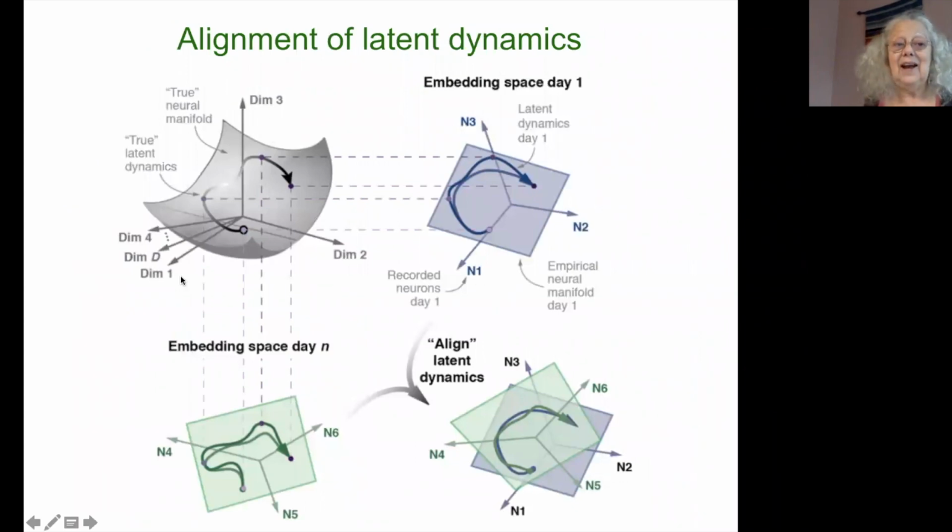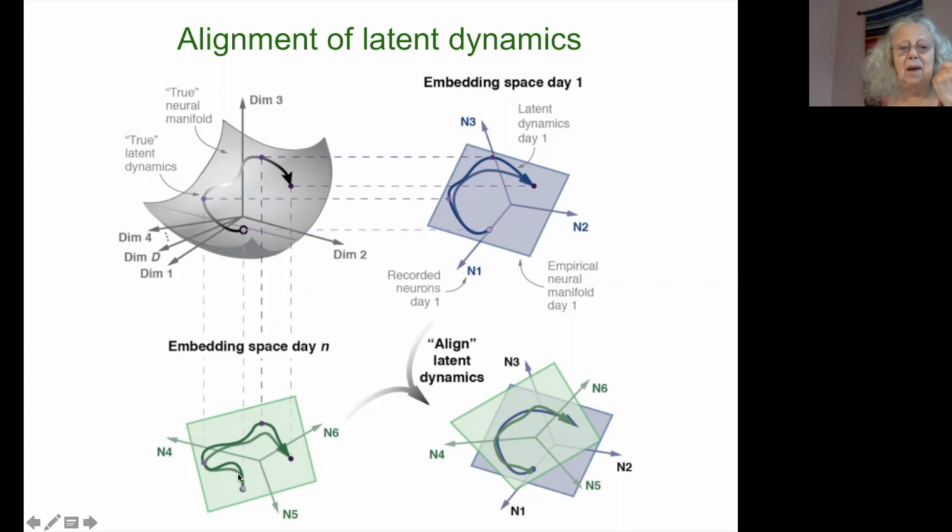This is the very high dimensional true neural space in which there is a true neural manifold. I have no idea what this dimensionality might be. And there is a true dynamics, which I claim remains stable. On day 1, I'm measuring an empirical neural space, which is defined by the neurons that I record on day 1. The manifold and the trajectory get projected into that. Now, all these dimensionality reduction methods are projections, and they are all linear operations.